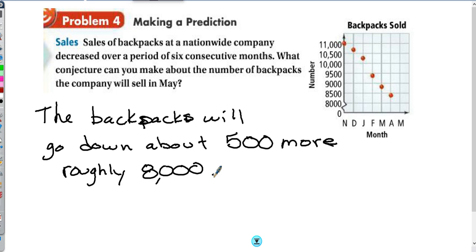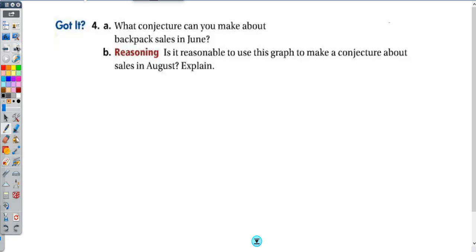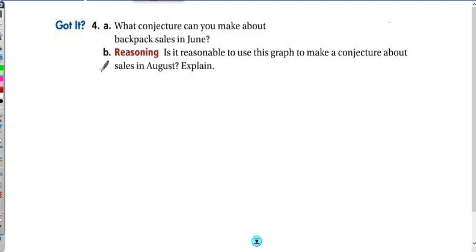Does that make sense? You're just looking at it and seeing what the pattern is. So I want you guys to answer the next question. I think it deals with the same thing. Same graph. So that was May. June is going to be the next month. So if you're going down about 500, what do you think is going to happen in June? Right. And then I want you to do B. Is it reasonable to use the graph to make a conjecture for August? So think about that one, and then we will.